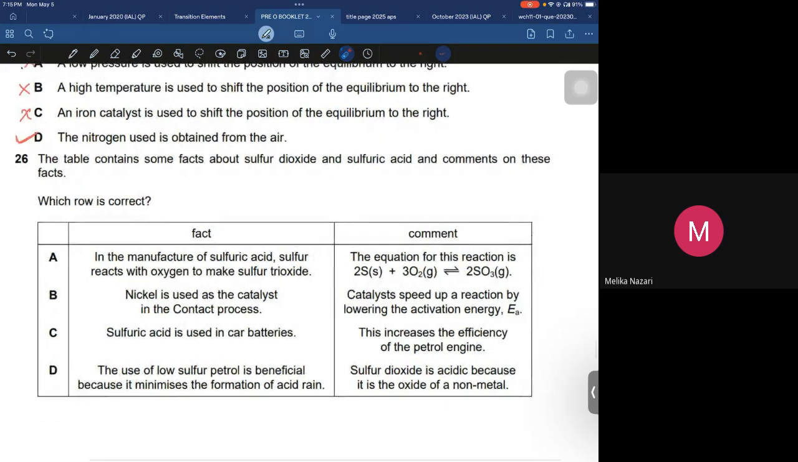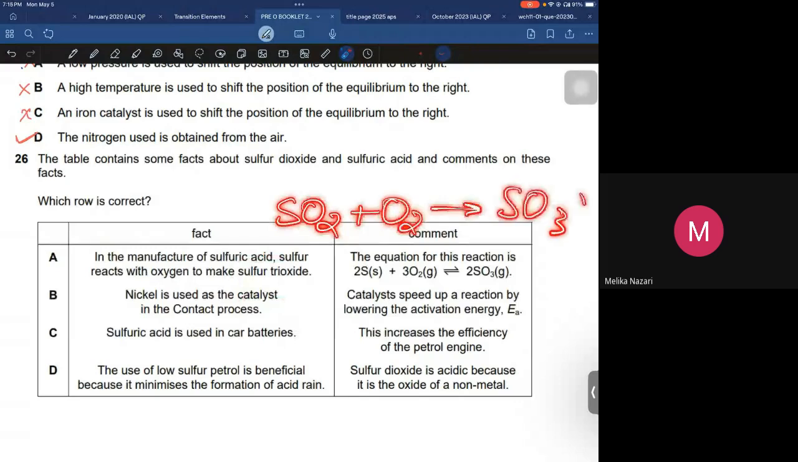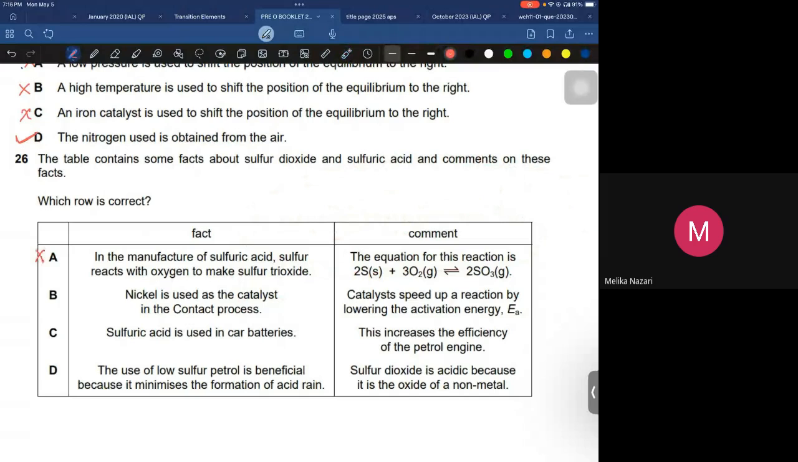They are saying the table contains some facts about sulfur dioxide and sulfuric acid and comments on these facts. Which row is correct? Fact number 1A: in the manufacture of sulfuric acid, sulfur reacts with oxygen to make sulfur trioxide. No, no, sulfur dioxide reacts with oxygen to form sulfur trioxide. Remember. So this is wrong.